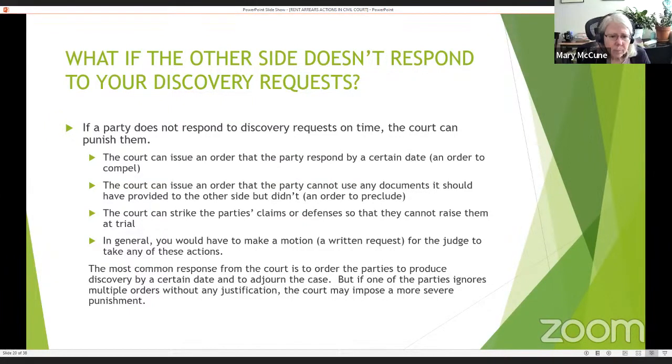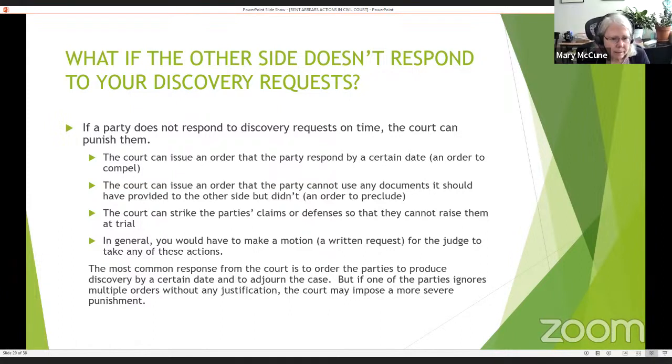They can also strike parties' claims or defenses, so they can't raise them at trial. I think when they say strike, it means to sort of eliminate them. So if the complaint says you owe rent and the landlord doesn't give you the discovery that you asked for, even though the court has ordered them to do it repeatedly, the court might just say, okay, you don't get to present evidence on that claim. And then what are they going to do at trial? They can't present any evidence.